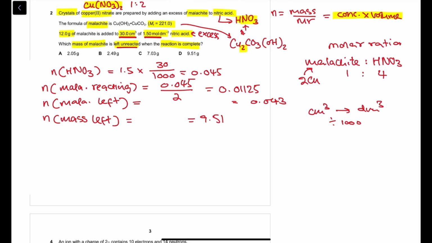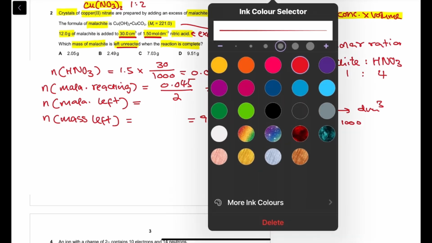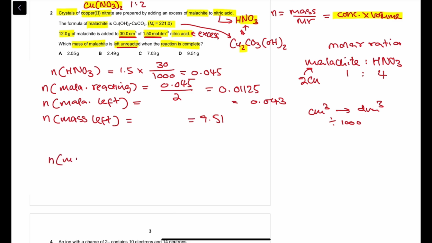So basically we're going to take our 0.045 moles and divide it by 4 to end up with 0.01125 moles. Now, to figure out the number of moles of malachite left, first we need to find the number of moles of malachite to begin with. There are 12 grams and it has given us a molar mass of 221. If we type that into the calculator, we get 0.0543 moles. So we're going to subtract 0.01125 from 0.0543.